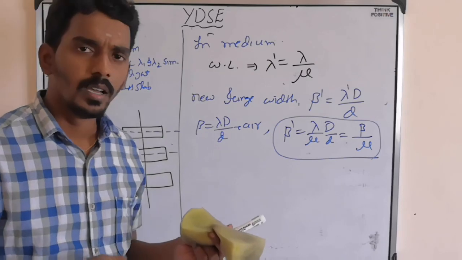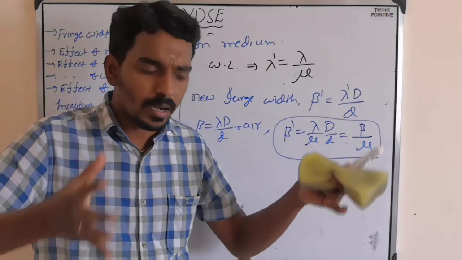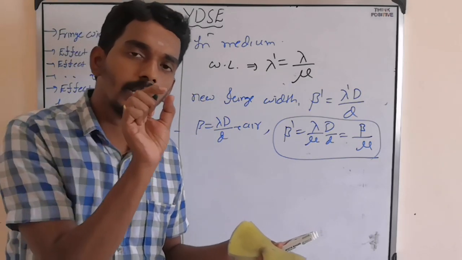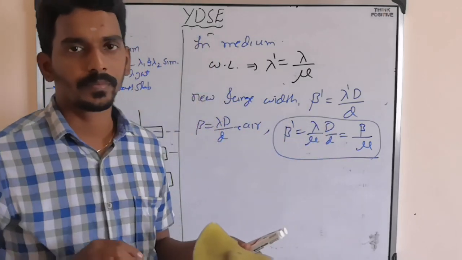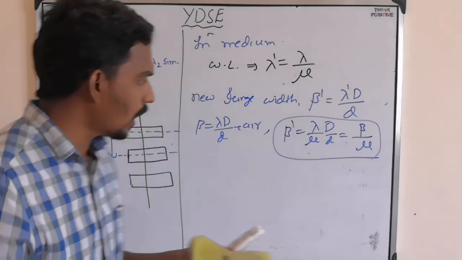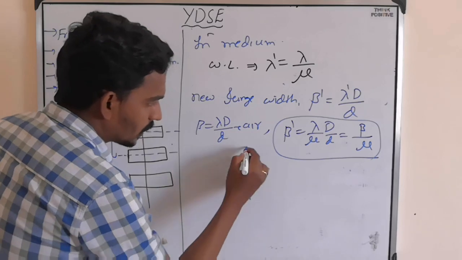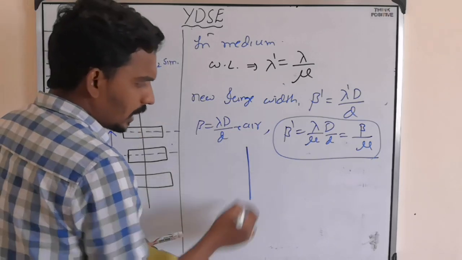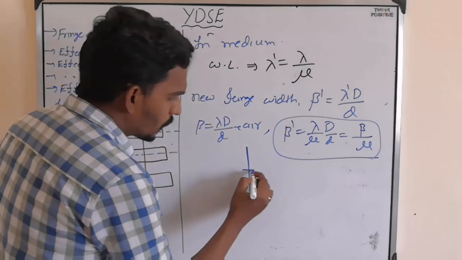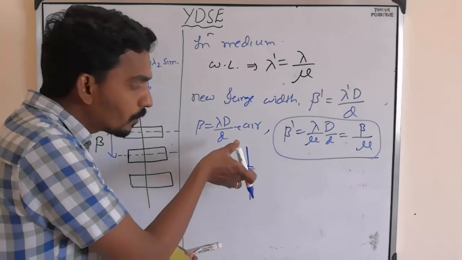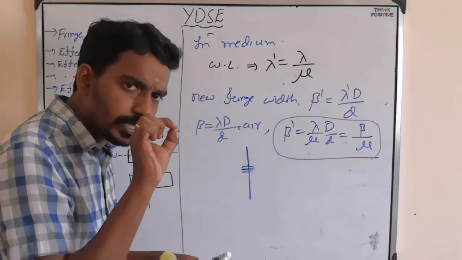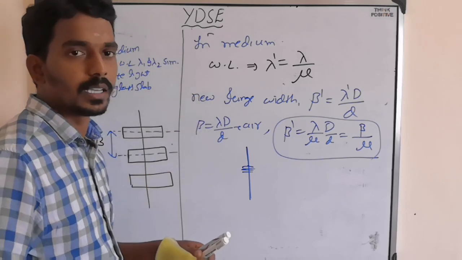So what is the effect? If you insert the whole setup in some medium having refractive index mu, then the fringe width reduces by a factor of mu. Fringe width reduces means they come closer. So suppose this is the width of the screen. Initially some number of fringes were there in air medium. But when you dip it in a medium, the fringe width reduces, so more fringes will appear, because the fringe width decreases and you can see more of them.